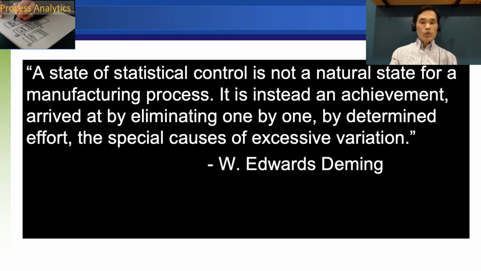Look at what Edwards Deming said about control. He said, a state of statistical control is not a natural state for a manufacturing process. It is instead an achievement arrived at by eliminating, one by one, through determined effort, the special causes of excessive variation. This quote by Deming tells us that controlling improved processes is not natural, but takes much effort to maintain and sustain.